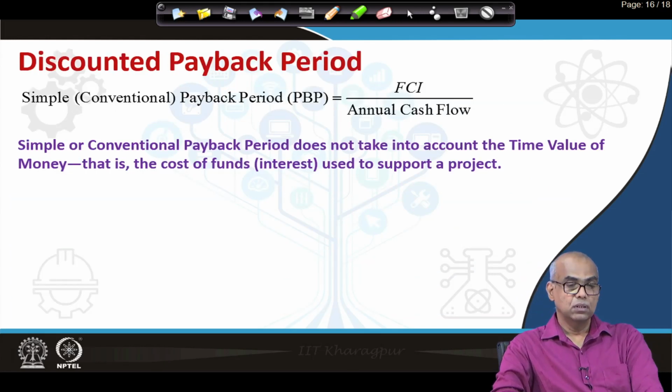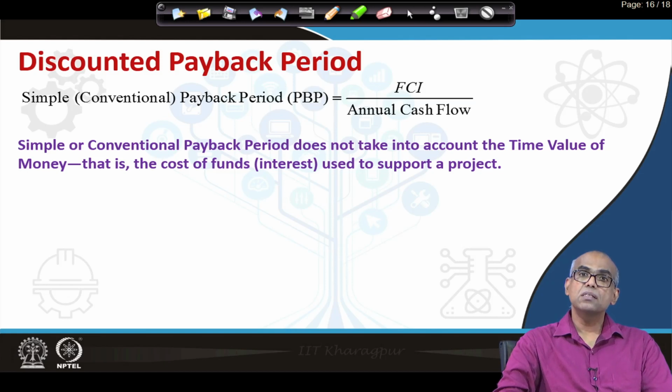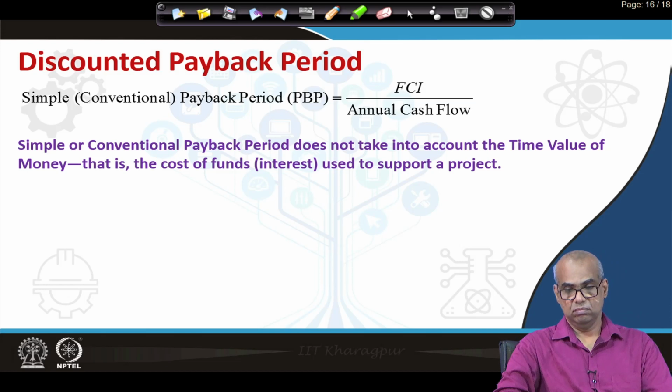Now, we have discussed simple payback period. Let us now discuss discounted payback period or discounted payback time. Now, discounted payback time is a modification of the conventional simple payback time, and this modification is done so that the time value of money can be taken into account.